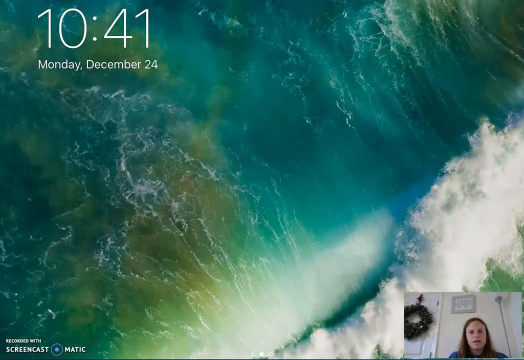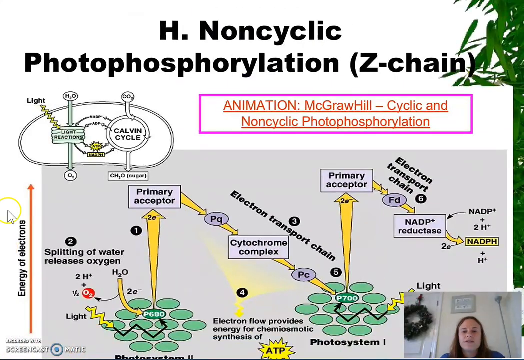I recommend that you guys revisit the McGraw-Hill animation. Just take a note that the McGraw-Hill animation starts with photosystem 2 and goes through the non-cyclic photophosphorylation, whereas we start with photosystem 1. Technically, both of these photosystems are used concurrently, but for us, we are going to start with photosystem 1 since we already know it.